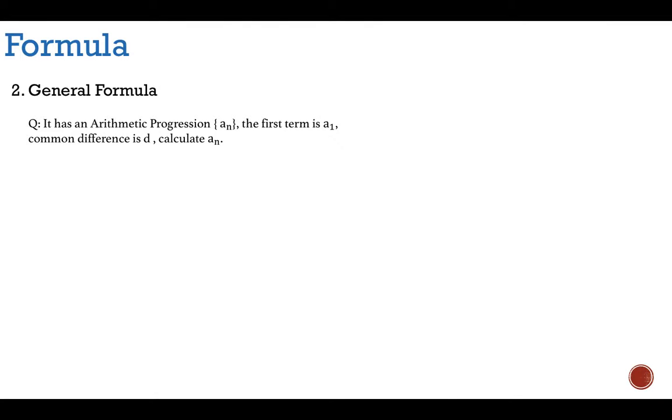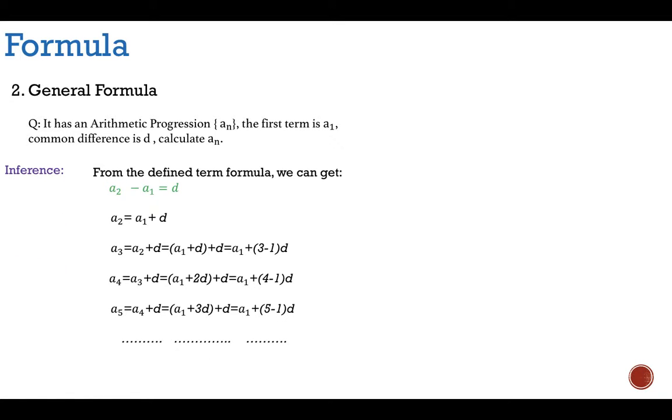The second formula is the general formula. We suppose that we have an arithmetic progression. The first term is a1, and the common difference is d. Let's calculate the nth term. Because it's an arithmetic progression, we can use its defining formula. The second term minus the first term is d, so the second term is the first term plus d.